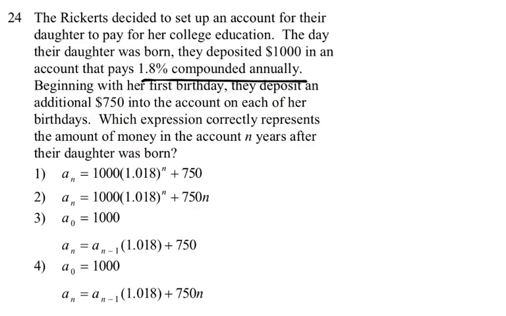Now, number 24. We are looking at something that's compounded annually at 1.8%, but there's 750 deposited into the account every year. Which one of these 4 choices can describe the pattern here? In fact, the answer will be choice 3, because first you're starting with 1,000, and then notice what we have done over here.